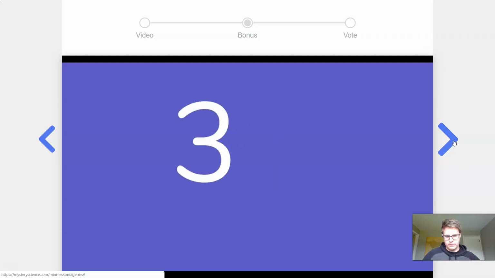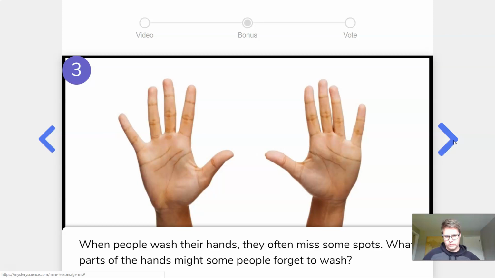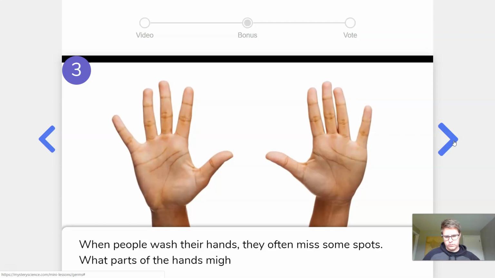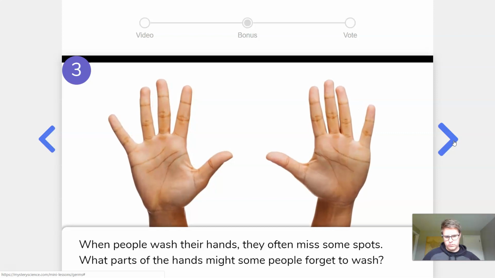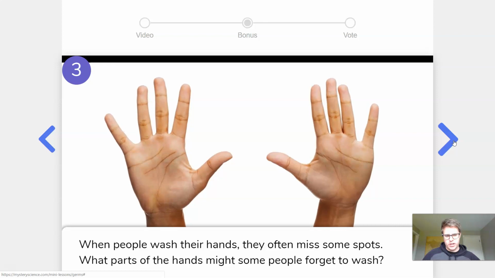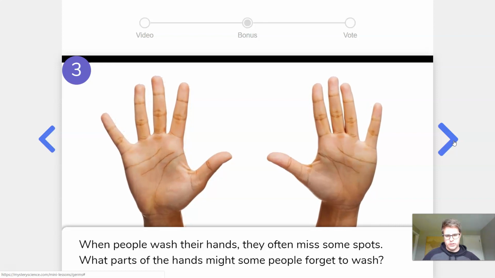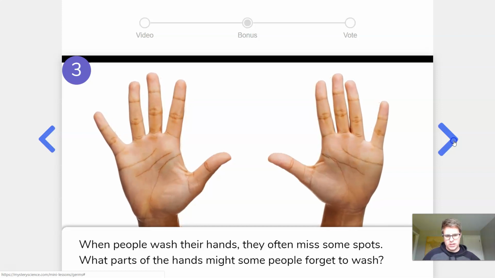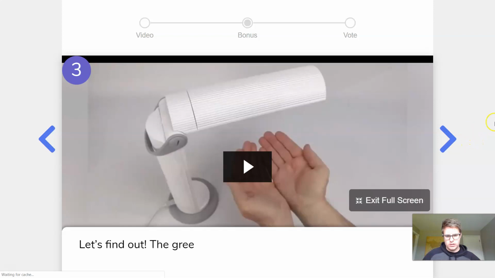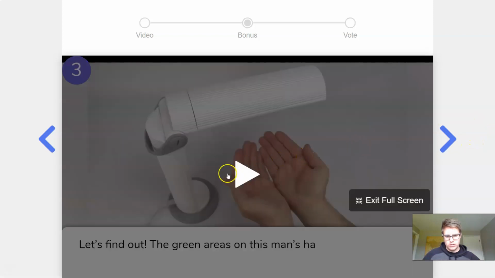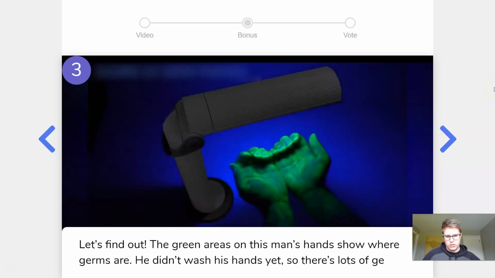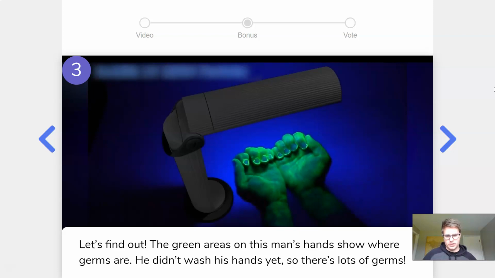Number 3. What part of the hand do you think people forget the most? This surprised me. I thought it would be the fingertips, but it's actually the fingernails. Ugh, look at all those bright green germs.